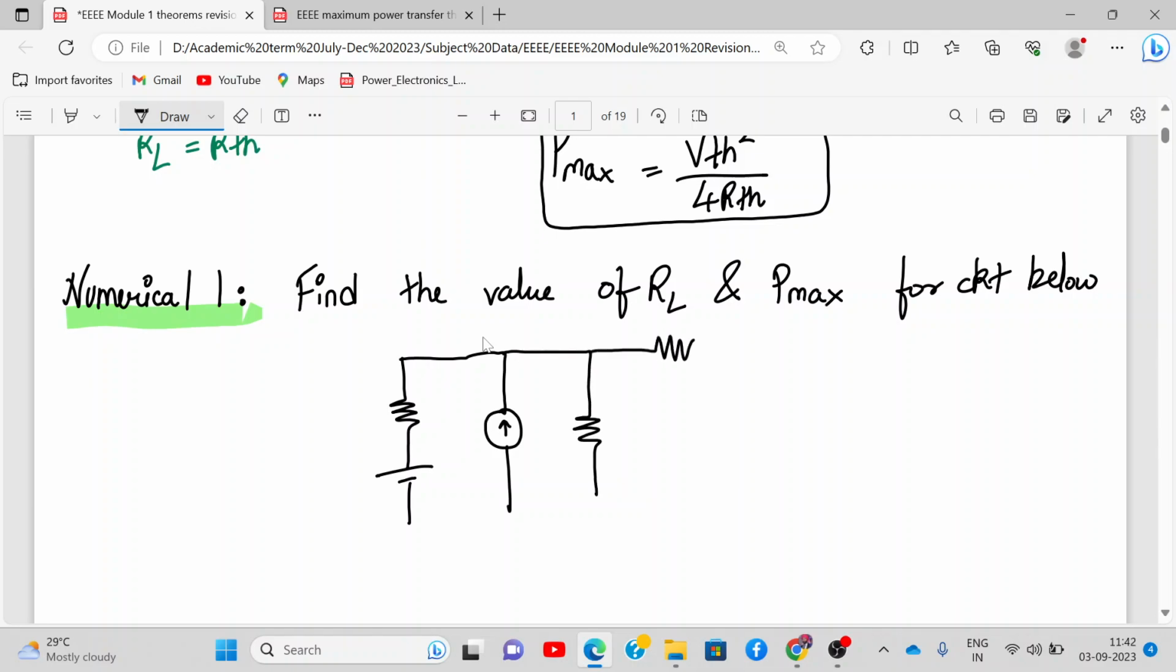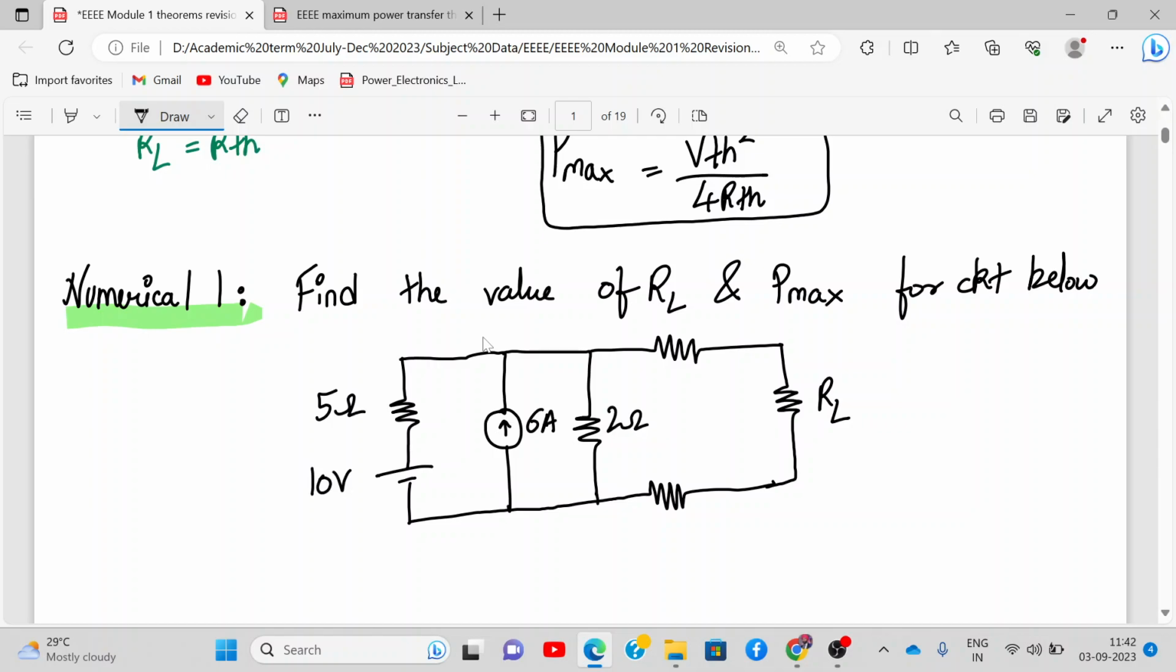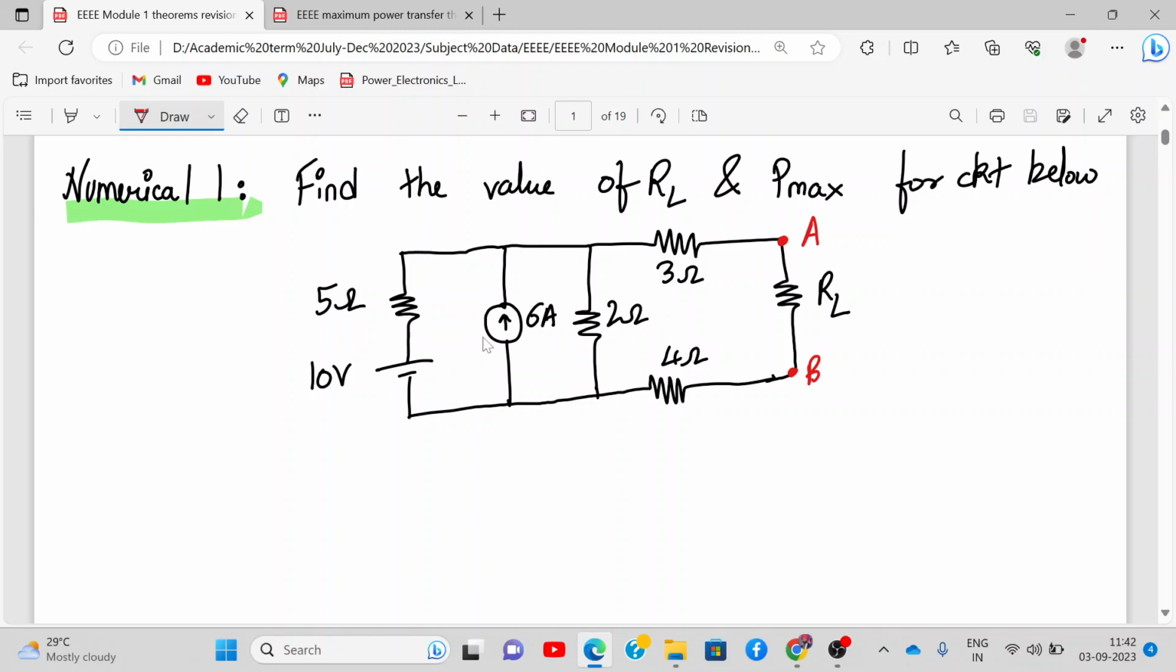So it's an extension of Thevenin's theorem only. So all the steps will be same. At the last step it will differ. So please draw it along with me. And here is my load RL. These values are 5 ohm, this is 10 volt, 6 ampere, 2 ohm, 3 ohm, 3 ohm, 4 ohm, and this is RL. So whenever there is RL, we mark these points as A and B. Completed this? Okay, complete it please. I'll wait for 10 seconds more.